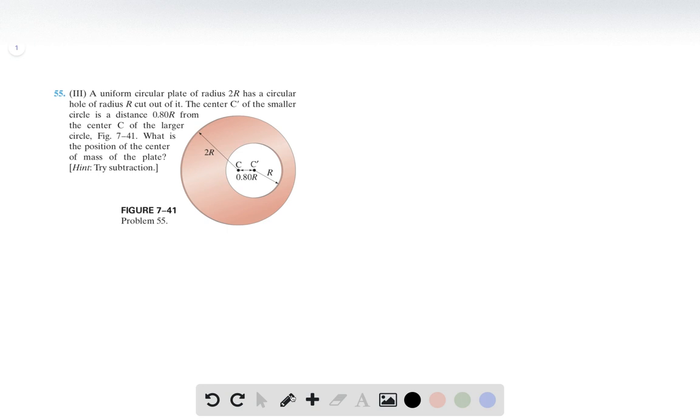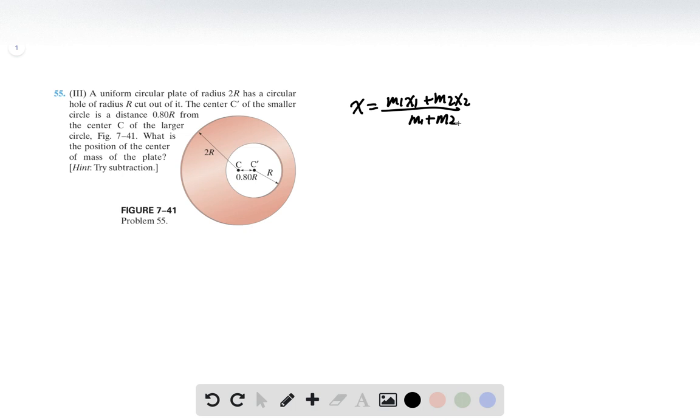So usually for center of mass, if we have two masses m1 and m2, the center of mass can be calculated as m1 x1 plus m2 x2 over m1 plus m2. So this is how we usually calculate the center of mass. But here we do not have the addition of two masses m1 and m2, we have subtraction. We have a part that is removed from a larger piece. And the interesting thing that we can do is actually try subtraction.